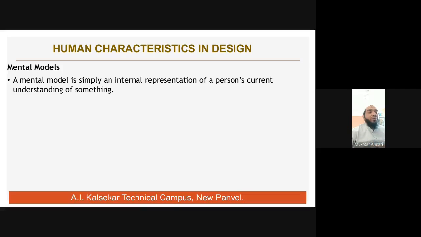A mental model is simply an internal representation of a person's current understanding. For example, the Pythagoras theorem. We have one concept, that is the Pythagoras theorem. According to my understanding, according to my mind, I have one thing in my mind, and the Pythagoras theorem is nothing but this one. The diagram and all its information is in my mind. So this is my mental model which I have created for the Pythagoras theorem. If what I am thinking is not correct, and if an expert knows better, then their mental model is different.